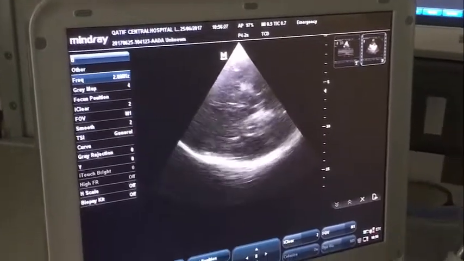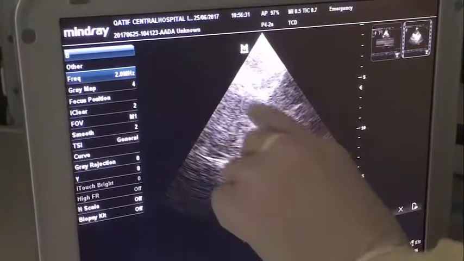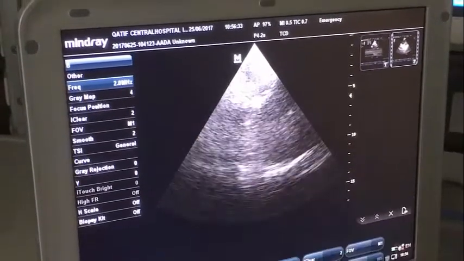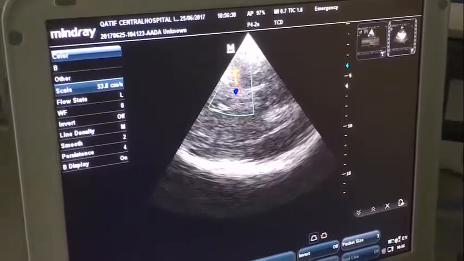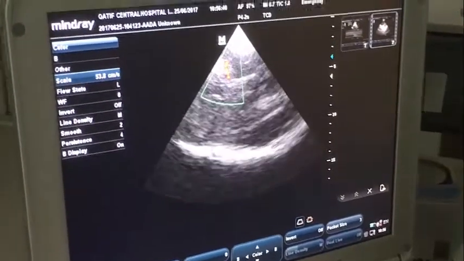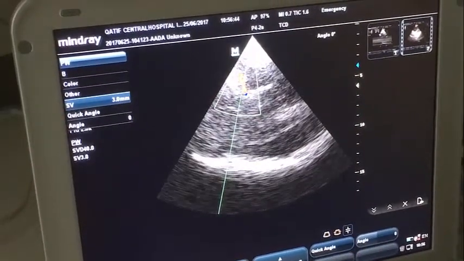And here you see the Mickey Mouse appearance in the brain. In front here, you will see the sphenoid wing. Here you will find the middle cerebral artery. You can get it. Here you find the middle cerebral artery. I will put pulsed wave.